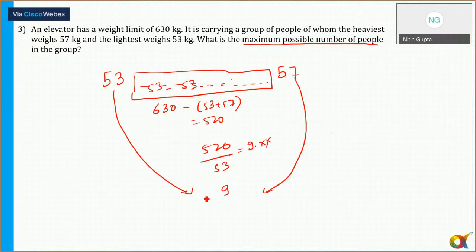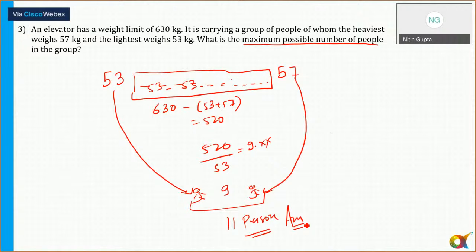So the answer is nothing but these 9 people in the middle, one person with a weight of 53 and one person with a weight of 57. So the total number of persons is how much? That is 11 persons. So that's why the answer to this question is 11. It's also an easy one. We have solved such types of questions in the class, isn't it?